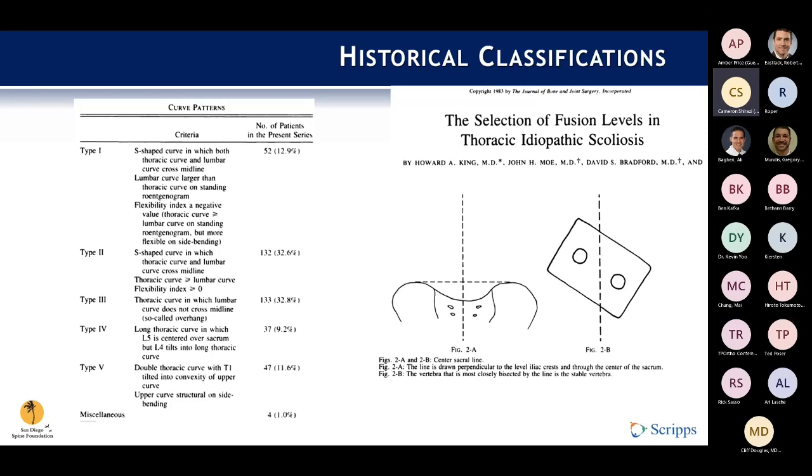Stable vertebra, which is the vertebra which is most closely bisected by the line defined as perpendicular to the iliac crest, centered on the sacrum, and they also noted type 2 curves could be selectively fused down to the stable vertebra and appear to have spontaneous correction of lumbar curve. But once again, this is mainly for AIS, not adult deformity. It didn't account for degenerative conditions.